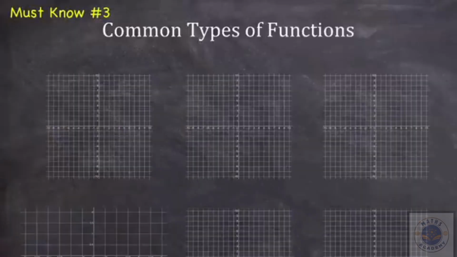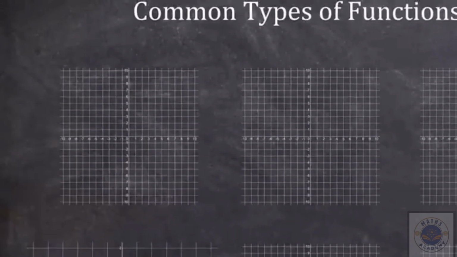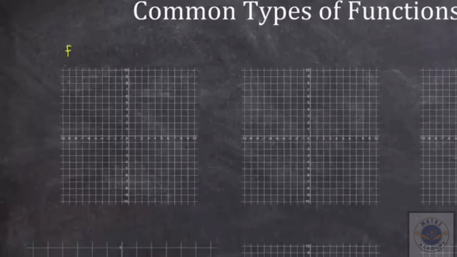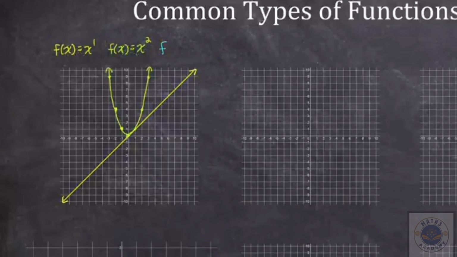Number 3, common types of functions. You should be very familiar with the shapes of a few different common functions that you'll run into a lot. The first ones I'll show you are the shapes of the first 3 power functions. f of x equals x to the power of 1, which is just a linear relationship with a y-intercept of 0 and a slope of 1. f of x equals x squared, which is a quadratic, so it has a parabola shape. And next is f of x equals x cubed, which makes a bit of an S shape through the origin. So those are examples of power functions.